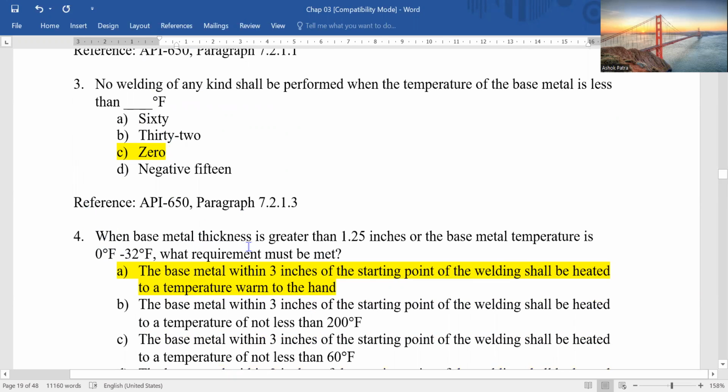When base metal thickness is greater than 1.25 inches, or base metal temperature is 0 to 32 degrees Fahrenheit, what requirement must be met? The base metal within 3 inches of the starting point of the welding shall be heated to a temperature warm to the hand.